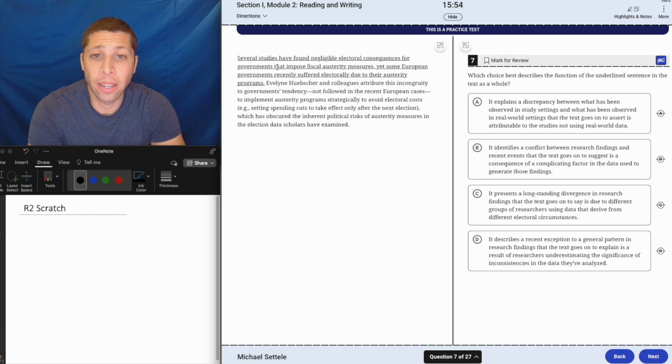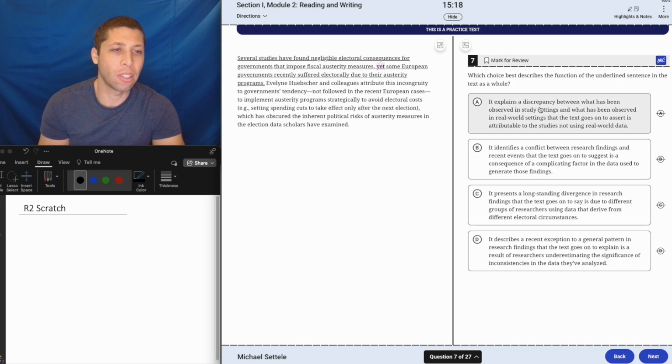Okay. Several studies have found negligible electoral consequences for governments that impose fiscal austerity measures, yet some European governments recently suffered electorally due to their austerity programs. These are just two contradictory things. This person attributed this incongruity to governments' tendency, not followed in the recent European cases, to implement austerity programs strategically to avoid electoral costs, setting spending cuts to take effect only after the next election, which has obscured the inherent political risks of austerity measures in the election data scholars examined. Okay, so it's like a claim that's then explained here.